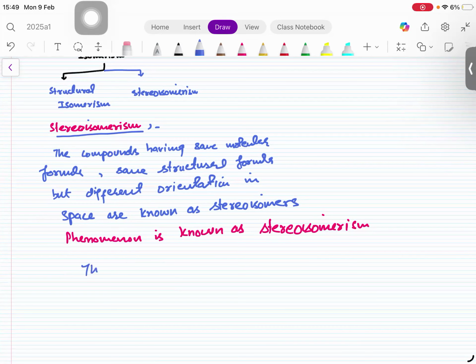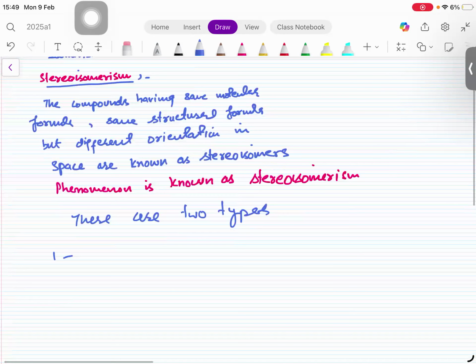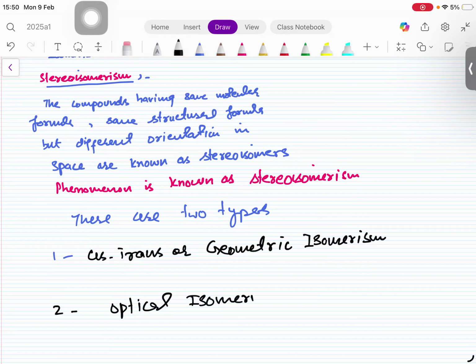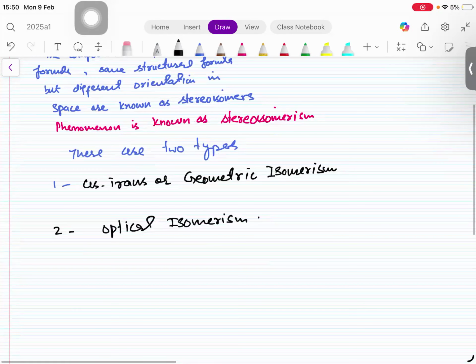And there are two types of stereoisomerism. Number one, cis-trans or geometric isomerism. And number two, optical isomerism. Number one, okay, cis-trans and geometric isomerism.